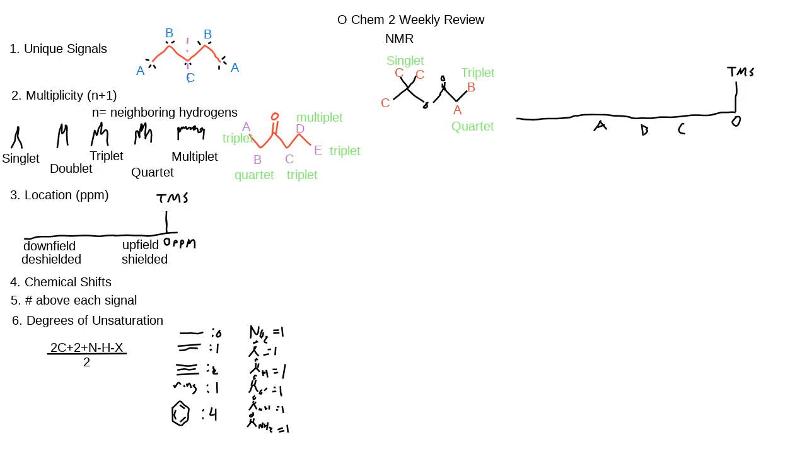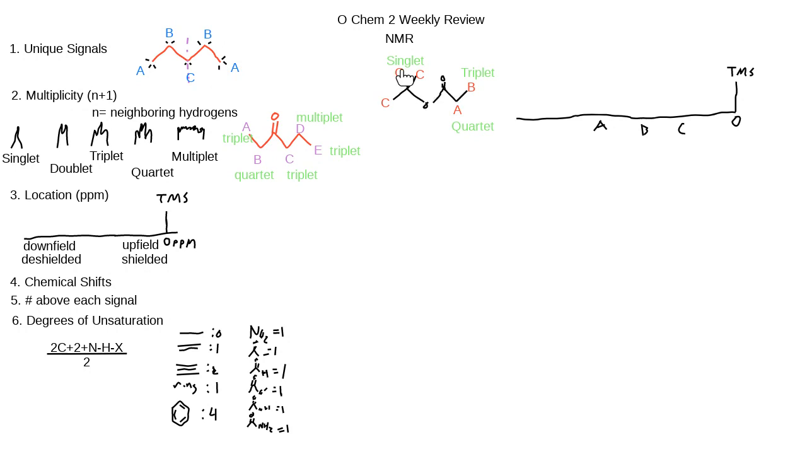Okay. And if you didn't understand that, or if I went too fast, go back a couple of minutes where I talked about multiplicity and how to find that. And if you didn't understand how I found A, B, and C, go back even further to review what I talked about with unique signals.